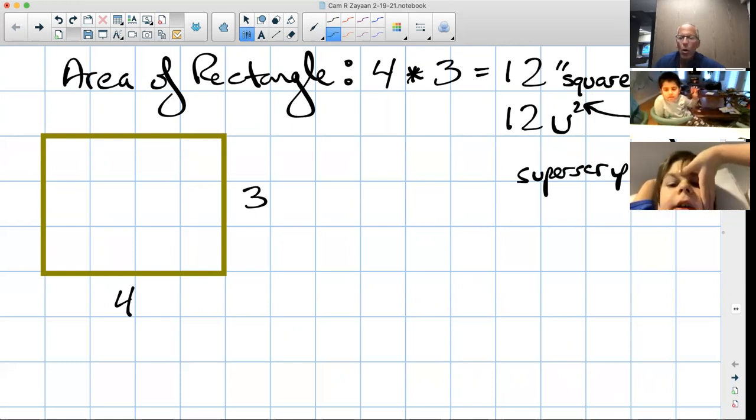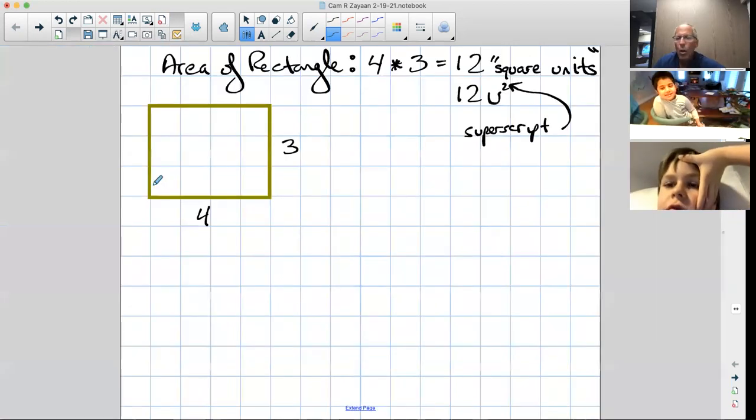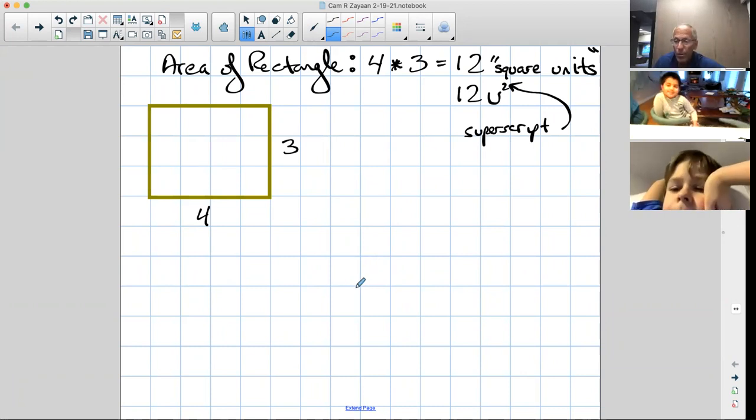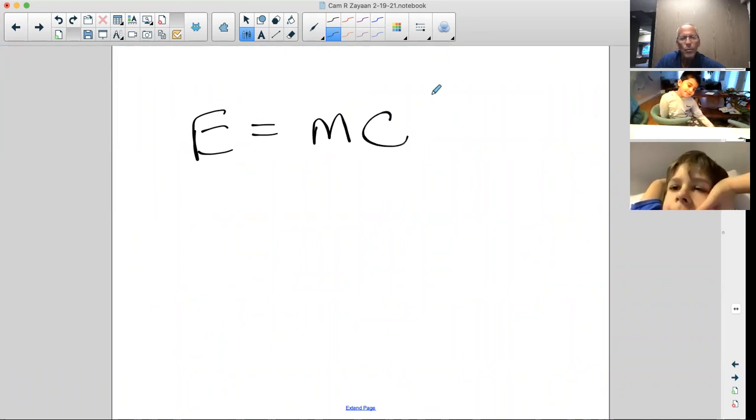Now, Cam, you had a question? I wasn't raising my hand. Okay, what about you, Zayaan? Just stretching. You remember you had the 2 on top of the U for the square. Yes, I know the equation by Albert Einstein, E equals MC square. I remember the 2 was meant for square.